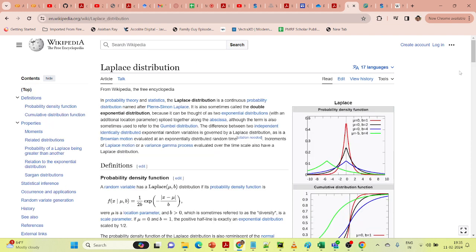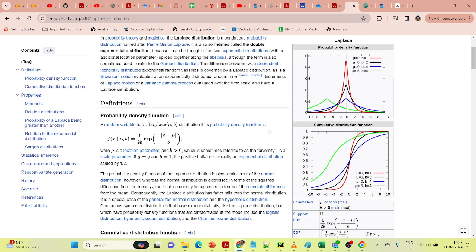Okay, so this is the expression of the Laplace distribution. You can consider the x to be w here, and as it should be centered at 0, so mu equals 0.